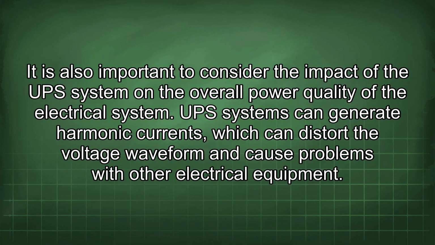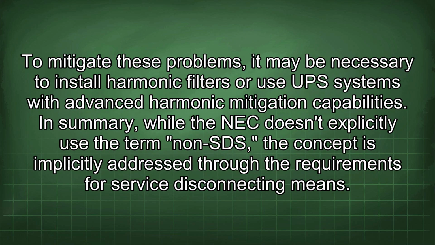It is also important to consider the impact of the UPS system on the overall power quality of the electrical system. UPS systems can generate harmonic currents, which can distort the voltage waveform and cause problems with other electrical equipment. To mitigate these problems, it may be necessary to install harmonic filters or use UPS systems with advanced harmonic mitigation capabilities.